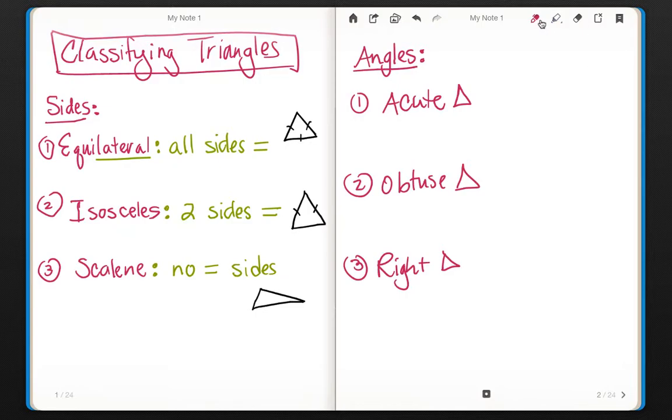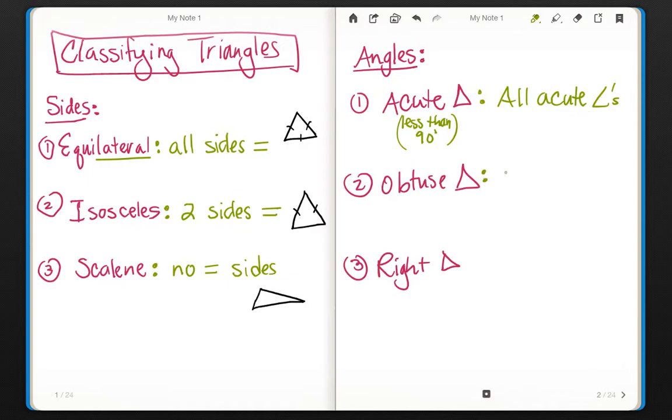So an acute triangle, because all of these actually have acute angles in them, but an acute triangle has all acute angles. There's a symbol for angle right there. It looks kind of like a less than, but it's an angle sign. And remember, acute is that word, that type of angle means less than 90 degrees. That's what an acute angle is. So all the angles are less than 90.